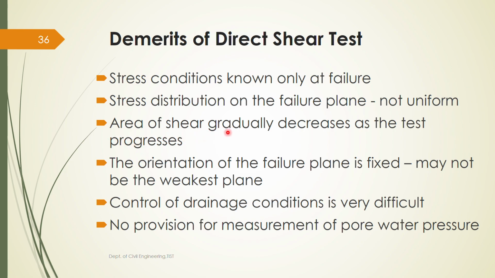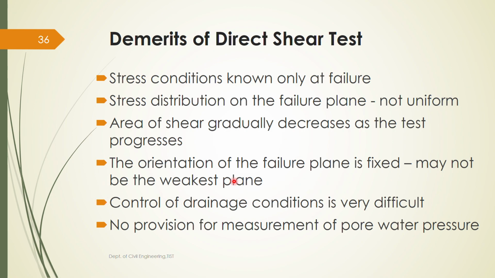And the area of the shear is gradually decreasing as the test progresses. We know that it is a square, and as the lower box and the upper box, or lower half and upper half, are moving, the area is reduced. Area of contact between the lower and upper halves is reduced, isn't it? So as the test progresses, the area of shear is decreasing. And we have no provision for applying any area correction, so that is a disadvantage.